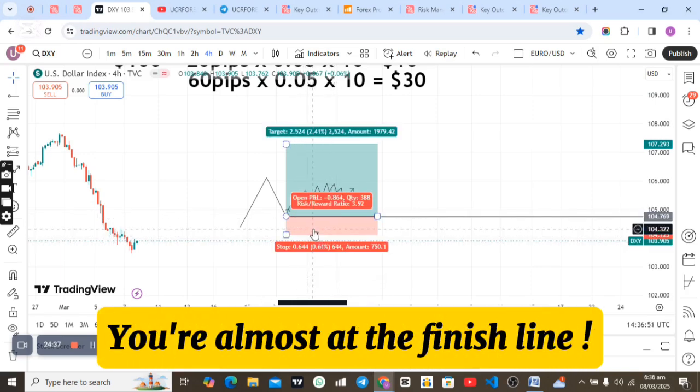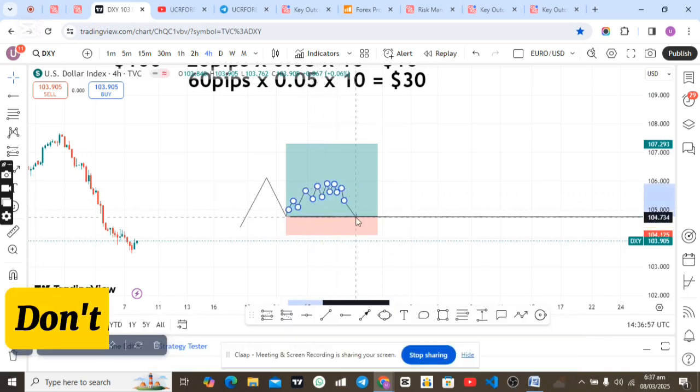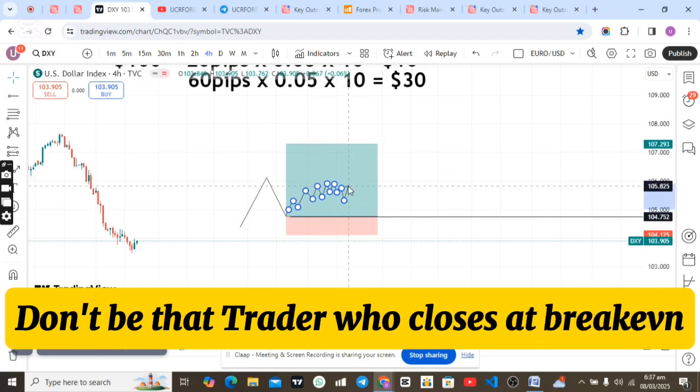Or you can just click on MT5 and drag your stop loss to your entry point. That means that if this market reverses and hits your stop loss, you are not going to lose anything again. You're not going to lose any money, and you're not going to make any money.